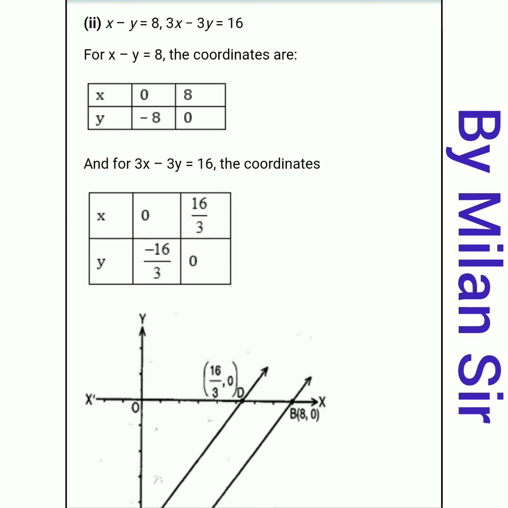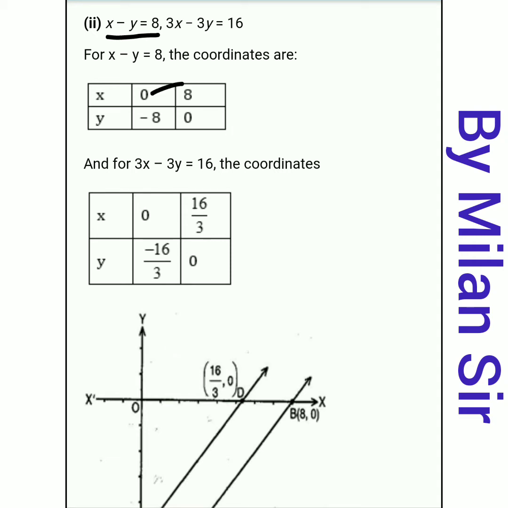Question number 2. First equation, x minus y is equal to 8. Second equation, 3x minus 3y is equal to 16. So we need to draw the graph. First of all we need to find 2 points, right? This method we already learned in exercise 3.1, how we can draw the graph.